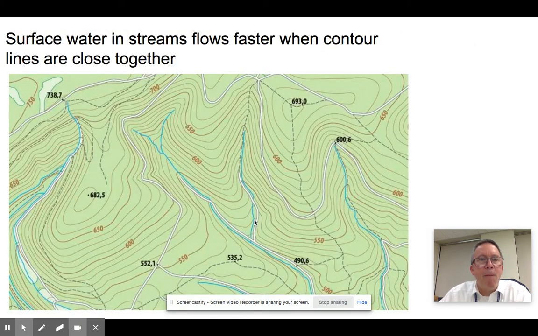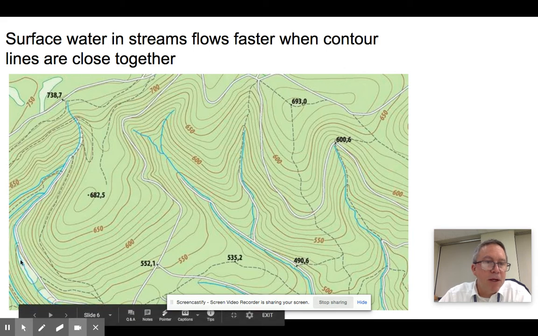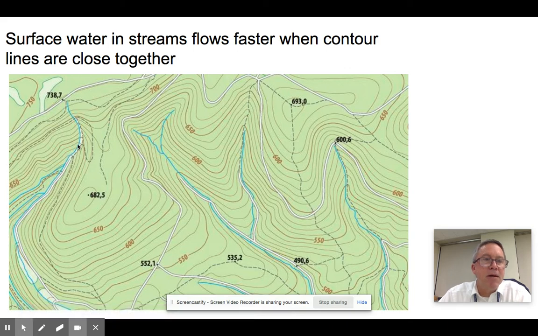All right, let's keep going. Now, surface water is going to flow faster where the lines are closer together. Makes sense, right? If I look at this map here, I notice these lines are fairly close together. So water here I would expect to be running very quickly. And as we come down here, these lines are getting farther apart. So that means the water is going to slow down. It's not going to be flowing as quickly. If I look here, the lines are quite far apart, so the water here is moving quite slowly. But as I come up here, it's running very rapidly. It's almost a waterfall at this point.